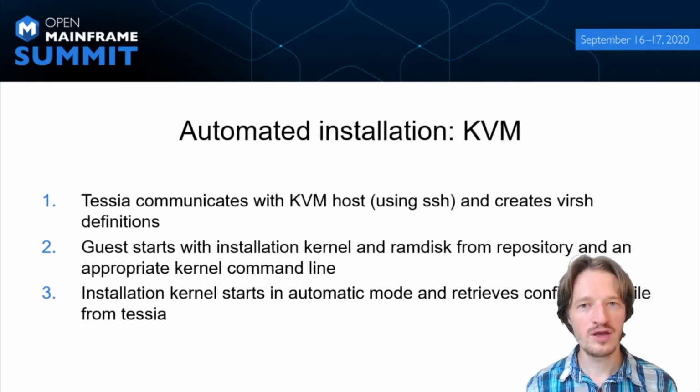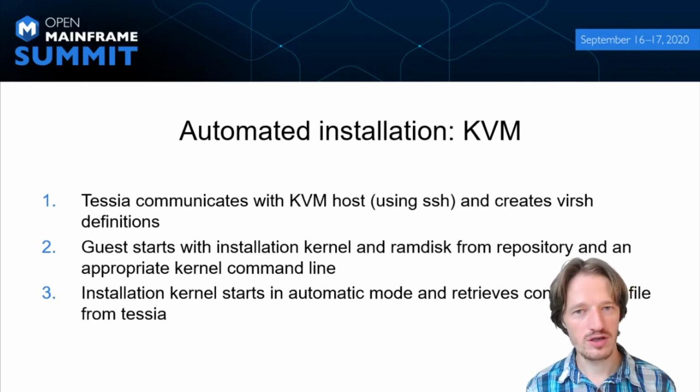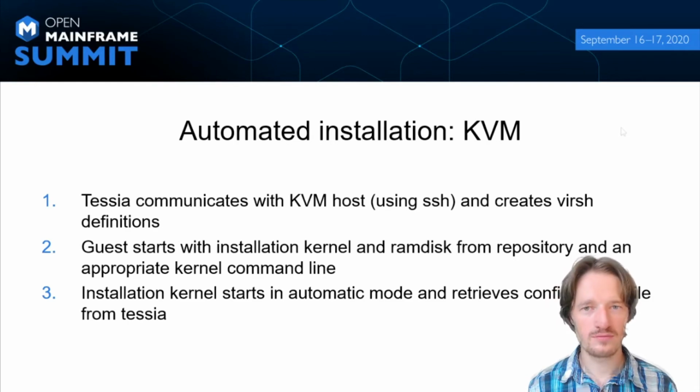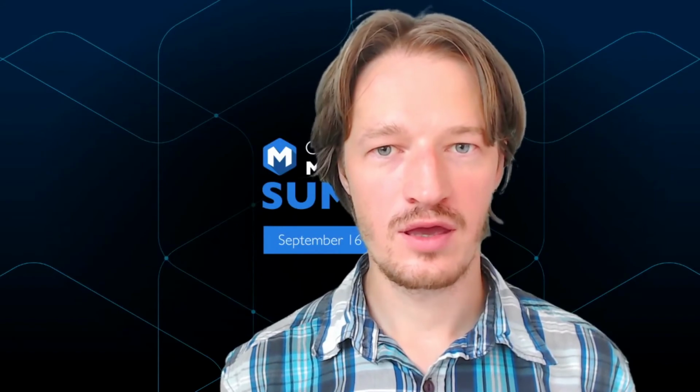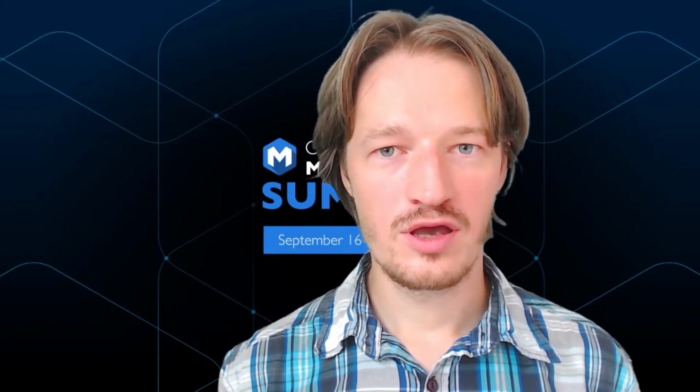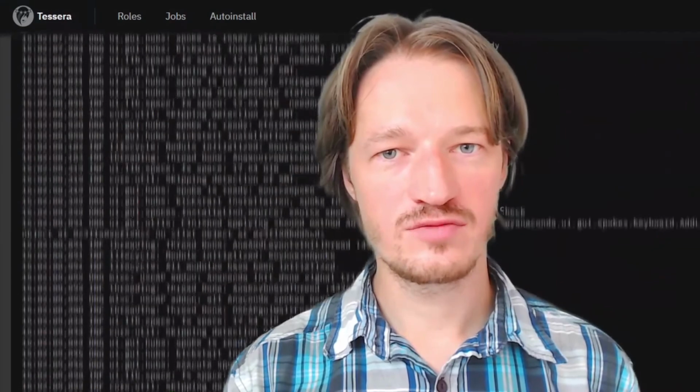For KVM, Tessia connects to the KVM host directly using SSH and creates various definitions for the guest. The guest is started using the remote kernel and initial RAM disk as specified in the repository. The installation is started automatically, and the rest of the configuration is retrieved from the Tessia server. Once an installation process is started, it takes a few minutes to complete. Tessia stores the output log and displays all the steps it takes to get the system up and running.